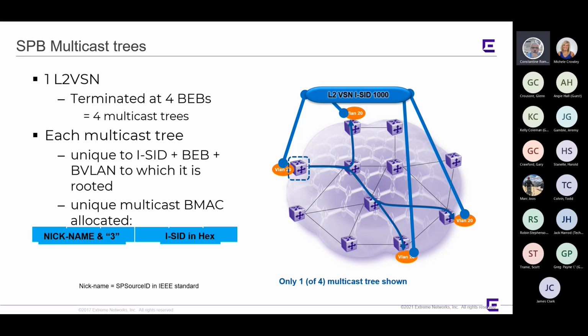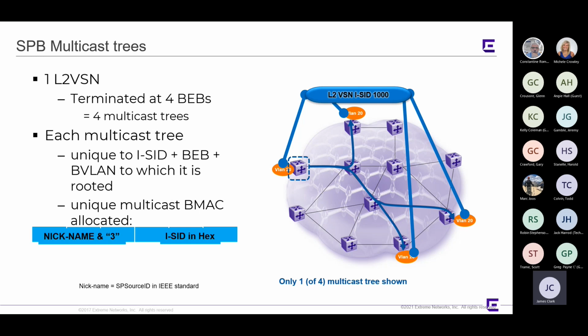Each multicast tree is going to have a unique ISID, plus the BEB and the backbone VLAN that it's rooted on. It's going to have a unique multicast backbone MAC address allotted. We do have a formula for how that backbone MAC address is created. Again, it's dynamic, automatic, and unique, based on the nickname of the host. Put a 3 on the end, and then add the ISID number in hex at the end of that.